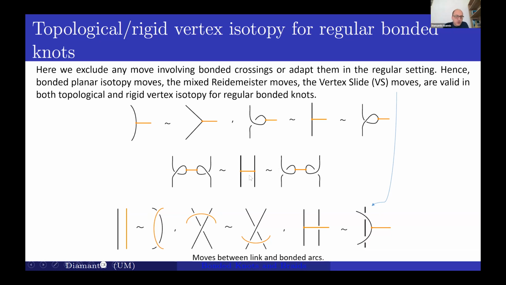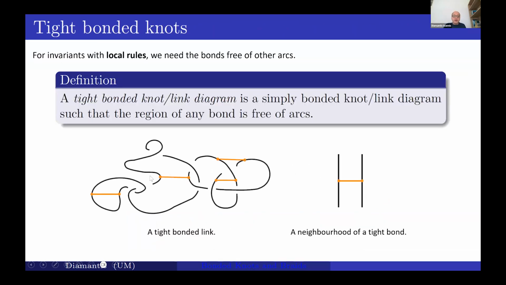Of course, you could use also the topological. It depends on what you want. Here is the topological. Here is the rigid vertex isotopy. All right. And finally, we go to the last category, which is the most important one, the category of tight bonded knots. And this category is very important because it will allow us to go and define bonded braids.